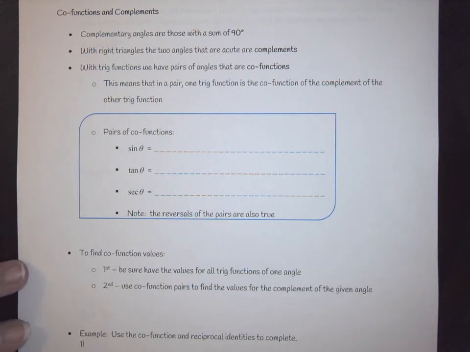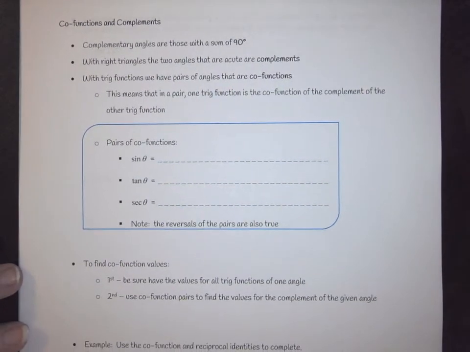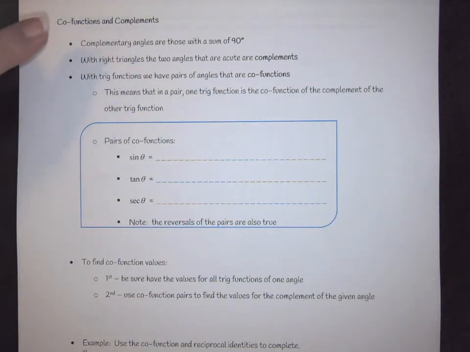Welcome back. In this video, we are going to look specifically at what it means to have a cofunction and complements as related specifically to trig functions. As a reminder, complementary angles are those with a sum of 90 degrees. When we're dealing with right triangles, we're talking about the two smaller angles. Those would have to be complements.